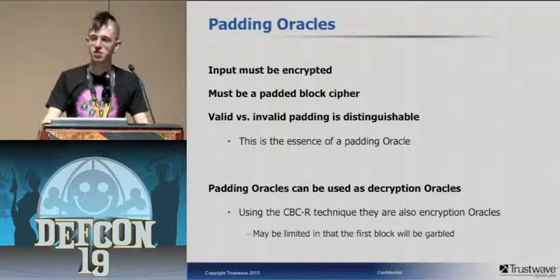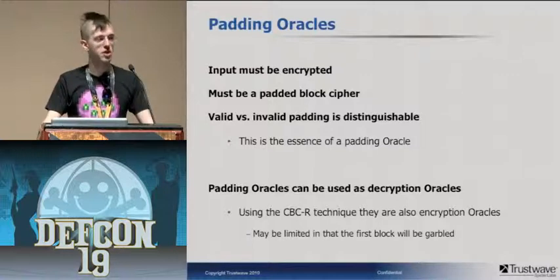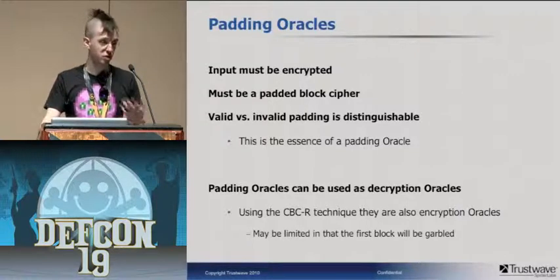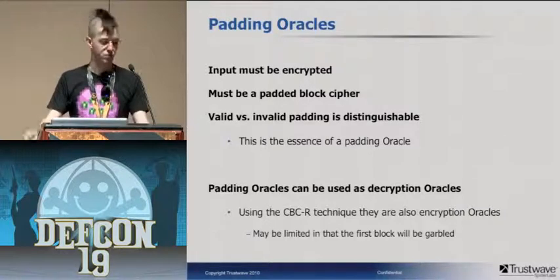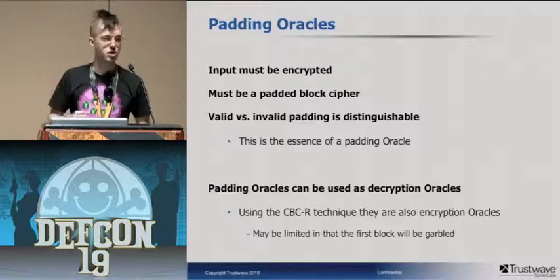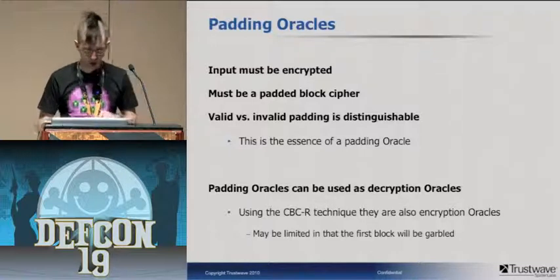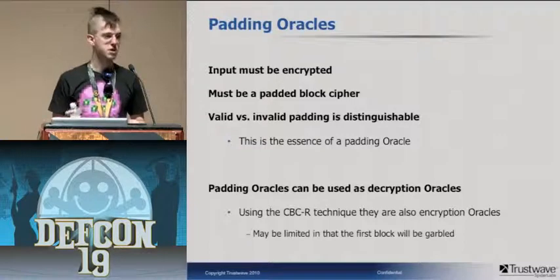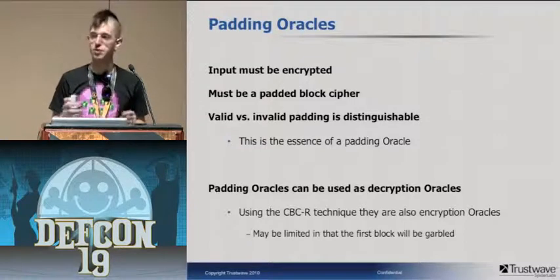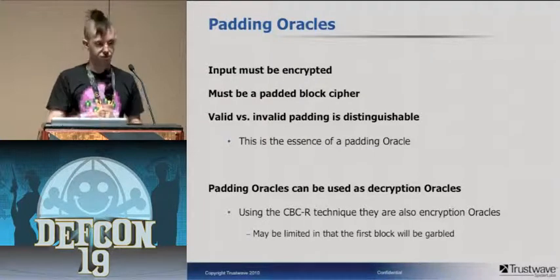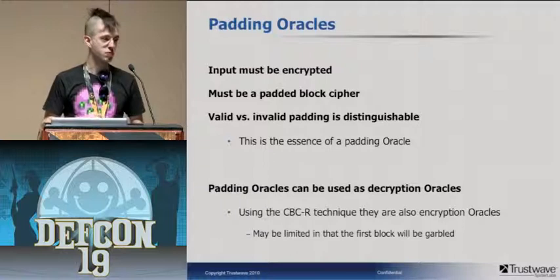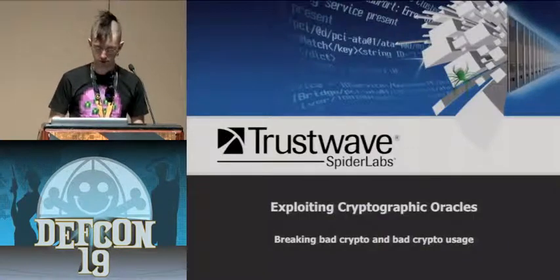Now, the interesting thing is Duong and Rizzo, who presented the padding oracles everywhere presentation, also talked about an attack where you can use this decryption oracle functionality of a padding oracle in this particular type of situation to encrypt data, where you're just changing the data until you get the output that you really want. The way that it works, it might be limited in that the first block is garbled. So if you end up finding a padding oracle and using it as an encryption oracle, you can't control the first block. And again, there are some situations where that's not a problem, but it's something to be aware of.